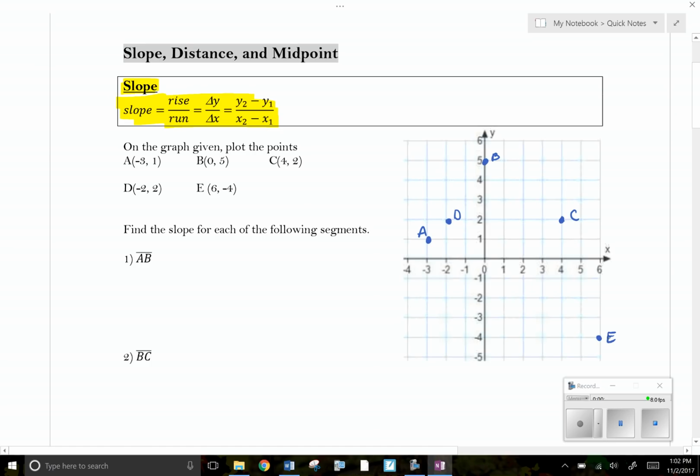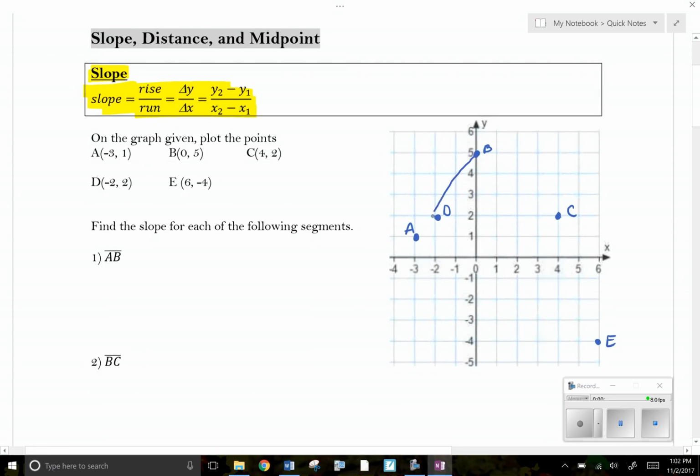It says find the slope for each of the following segments. Okay, I can do that. So if I want the slope for AB, whoops, I'm going to draw AB in here. I know that's not perfect, but it lives. So if I want the slope for AB, I'm going to do rise over run because I have a graph. Might as well count on it, right? So I went up 1, 2, 3, 4. Rise 4, run 1, 2, 3 to the right. My slope is 4/3. Yay, go me.